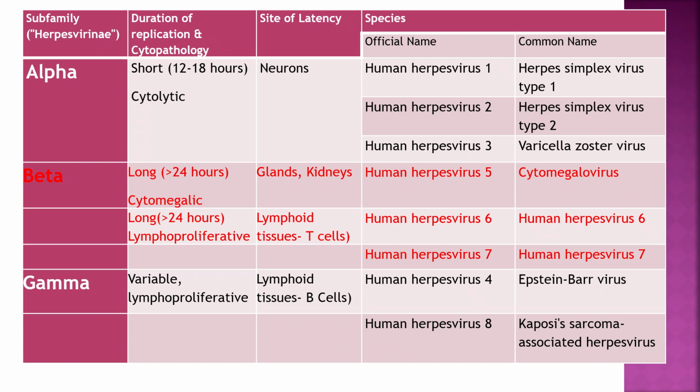The gamma family has variable duration of replication, and the cytopathology is lymphoproliferative. The site of latency is lymphoid tissue, B cells, and it is human herpes 4. The common name is Epstein-Barr virus, and human herpes 8 is Kaposi sarcoma associated herpes virus.